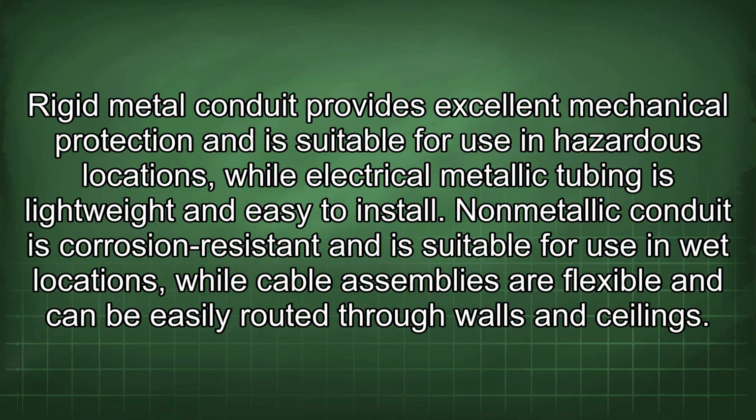Rigid metal conduit provides excellent mechanical protection and is suitable for use in hazardous locations, while electrical metallic tubing is lightweight and easy to install. Non-metallic conduit is corrosion resistant and is suitable for use in wet locations, while cable assemblies are flexible and can be easily routed through walls and ceilings.